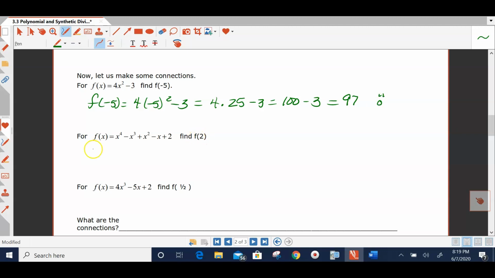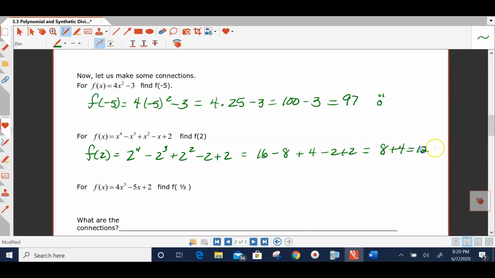Okay, let's find f of 2. So it would be 2 to the 4th minus 2 to the 3rd plus 2 squared minus 2 plus 2. So 2 to the 4th is 16 minus 2 to the 3rd, which is 8, plus 2 squared, which is 4, minus 2 plus 2. So let's see. I will get an 8 plus 4, which is 12. Uh-oh, we saw that number on the previous page as well.